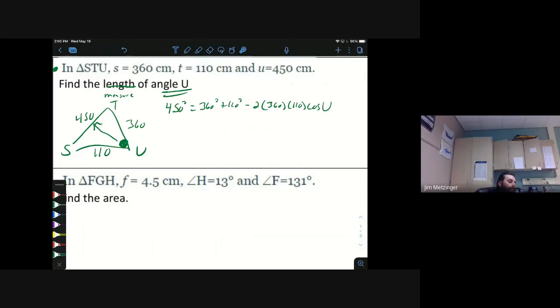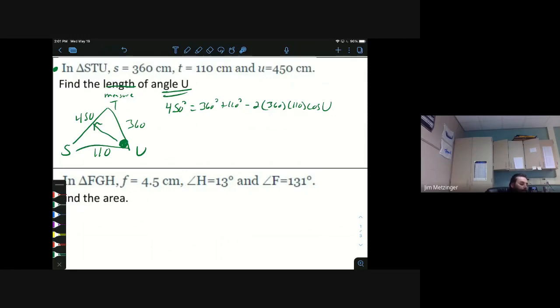The most common mistake is typing this whole thing in and then pressing enter before you get the cosine. It doesn't fly that way. You have to subtract the 360 and the 110 squared, and then you divide by these three numbers. That will give you a decimal that you take the inverse cosine of. I guess technically you could do the solver, couldn't you?